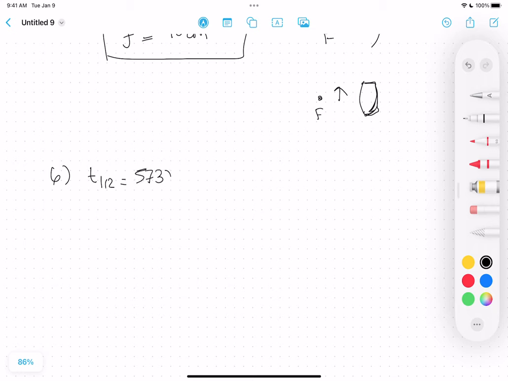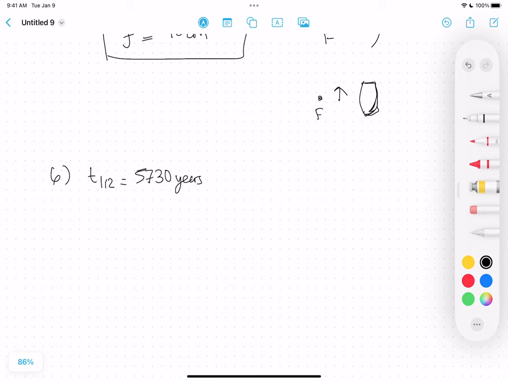For problems like these, when finding the big T, will we have to convert our half-life into seconds, or can we just keep it as is? So you would do seconds if you're looking at activity, right? Your R value, if you're doing activity, the units would be decays per second usually. That's the SI unit for it. But for this, you can keep it in years.